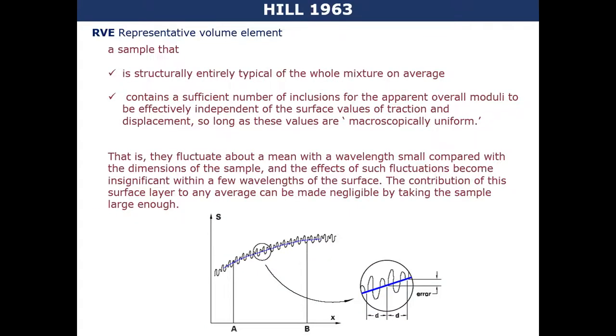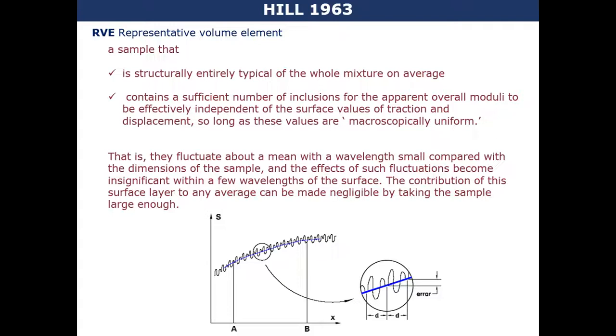At this point, he introduces a very important concept, the concept of representative volume element. He was maybe the first one who defined this concept. A representative volume element is a sample that is structurally entirely typical of the whole mixture on average. So it tends to really represent the microstructure. And this definition is very important: it contains a sufficient number of inclusions so that the apparent overall moduli are independent of the surface values of traction and displacement. So that it can be defined as macroscopically uniform.